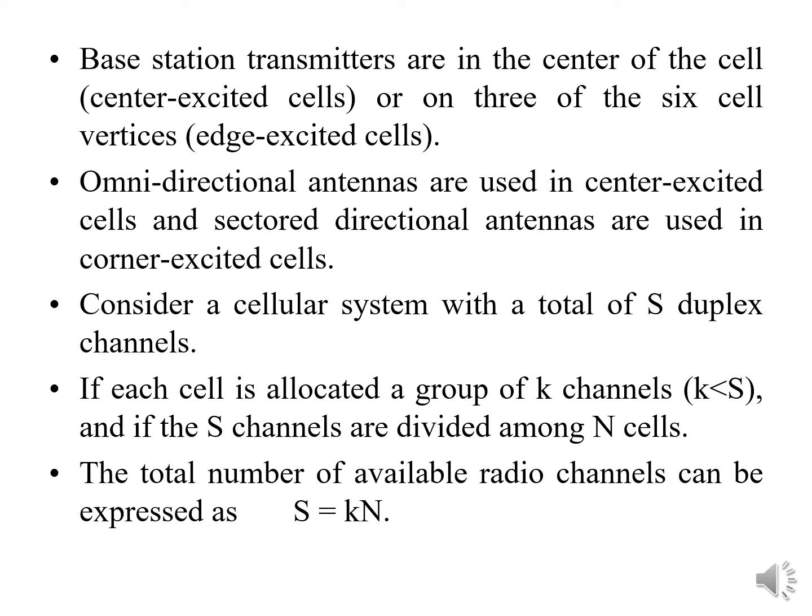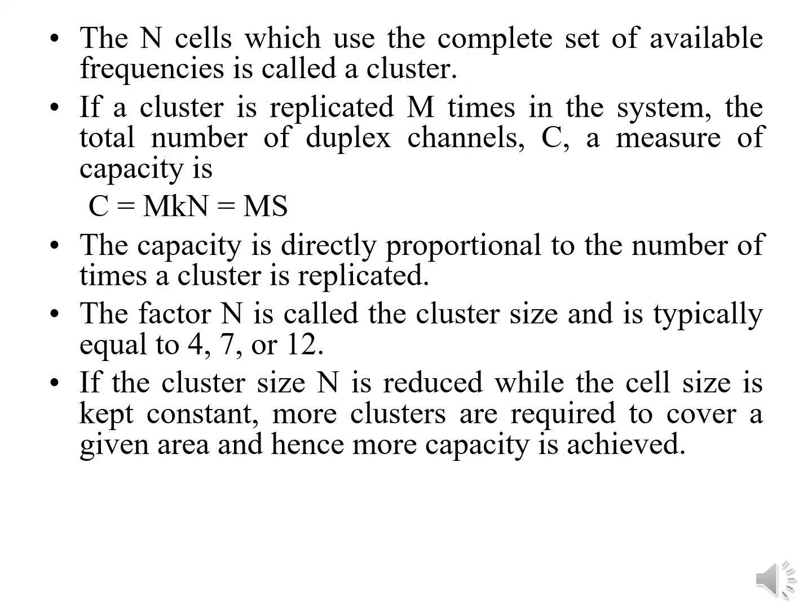Consider a cellular system with a total of S duplex channels. If every cell is allocated a group of K channels and if the S channels are divided among N cells, then the total number of available channels can be given by S equal to KN. The N cells, which use the complete set of available frequencies, are called a cluster. In the previous figure, there were three clusters.